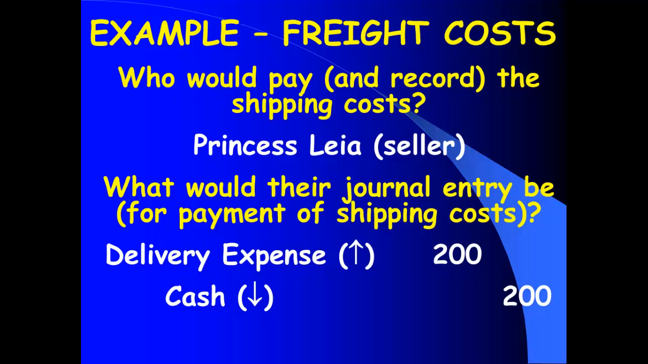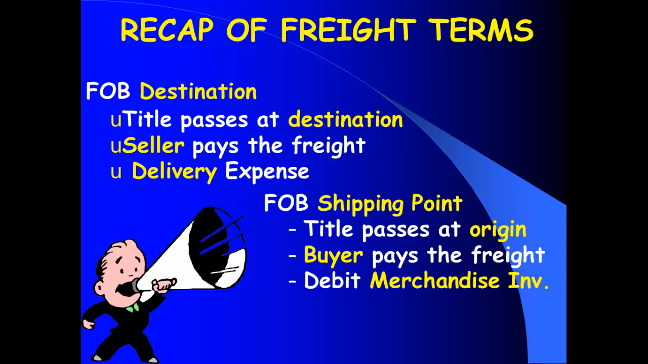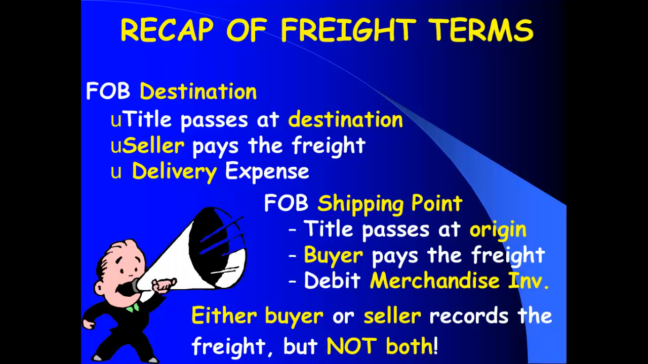So, to recap, if the terms are FOB destination, legal title to the goods passes when they arrive at the destination. The seller owns the goods while they're in transit, so the seller pays the freight cost with a debit to delivery expense. FOB shipping point, legal title to the goods passes at the point of origin when we put them on the plane, the train, the boat, the spaceship, whatever, to send them to the customer. In that case, the buyer owns the merchandise while it's in transit. The buyer pays the freight cost with a debit to merchandise inventory. Either the buyer or the seller records the freight cost, but never both of them.